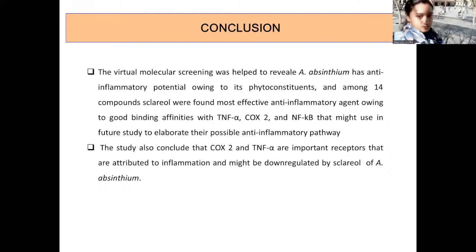The study also concluded that COX-2 and TNF alpha are important receptors that are attributed to inflammation and might be down-regulated by secretiole, which was a compound of the Artemisia absinthium.